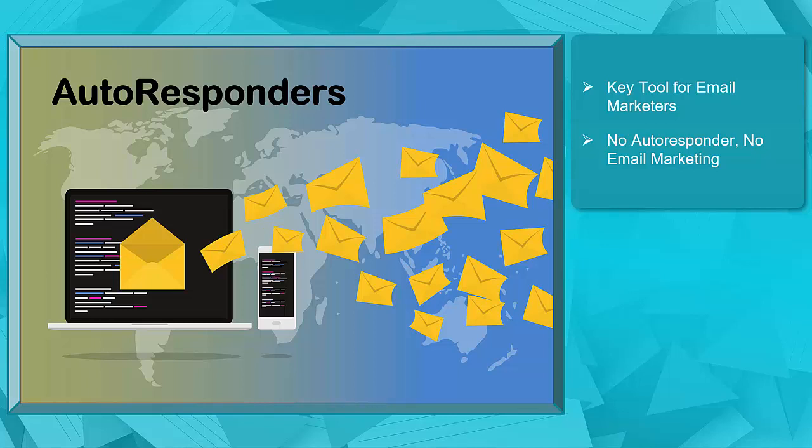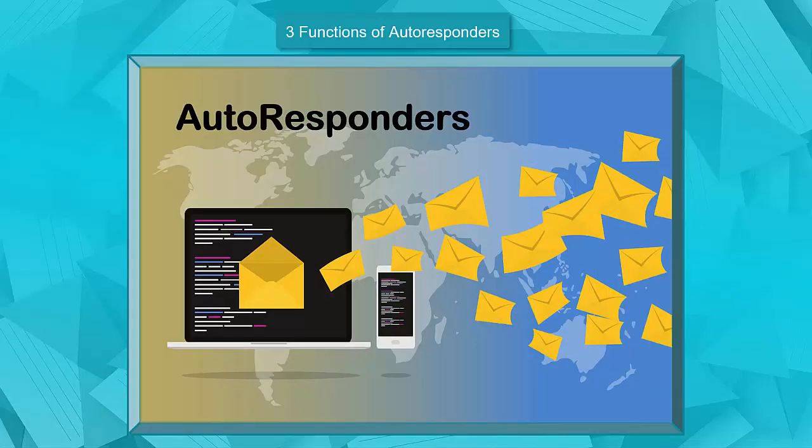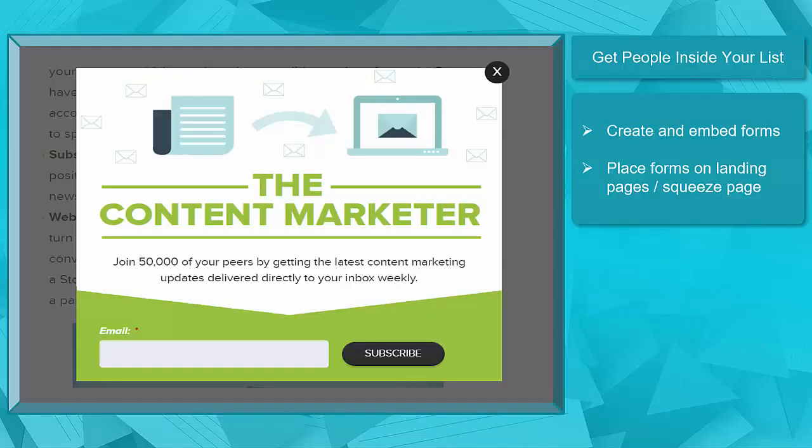We have tackled an overview of this topic in the previous chapter, but now let's discuss a more detailed lesson about it. Autoresponders is the key tool for any email marketer. Without an autoresponder or a service that lets you send emails, you won't be able to do any email marketing. Autoresponders serve three functions. First, it gets the people inside your email list.